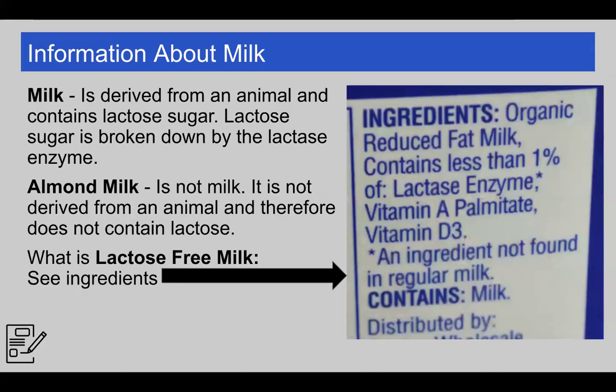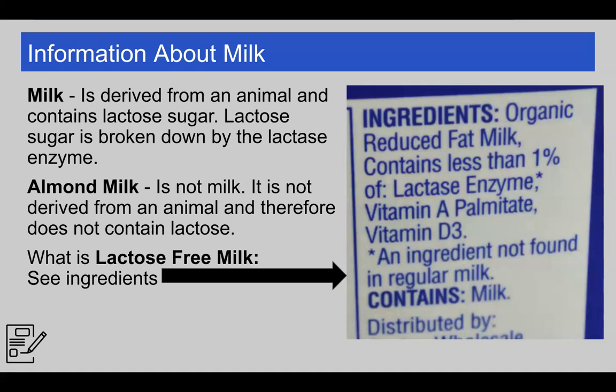Real quick, just in case any of you were absent yesterday or missed this information, I'm going to leave this slide right here. We went over it in class, last class, but milk is derived from an animal and contains lactose sugar. Lactose sugar is broken down by the lactase enzyme. Almond milk is not milk at all.